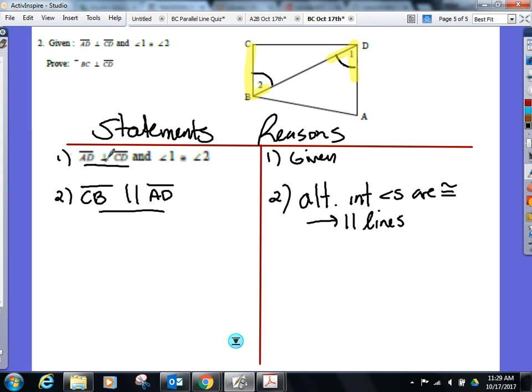CD is perpendicular to AD, and what do you know about AD down here? It's one of two parallel lines. So not only is CD perpendicular to AD, which is one of two parallel lines, it should also be perpendicular to CB, which is what I needed to prove.